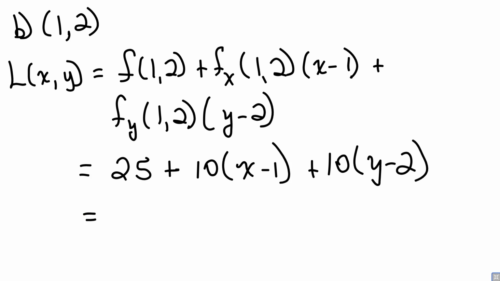All right. So basically, if we clean this up, we should end up with 10x plus 10y. And if we combine the constants, I think we should get -5 for that. Okay. Any questions there?